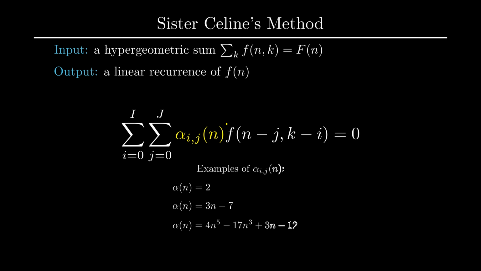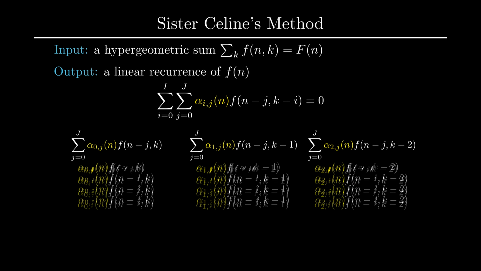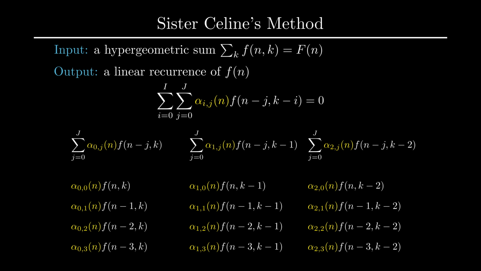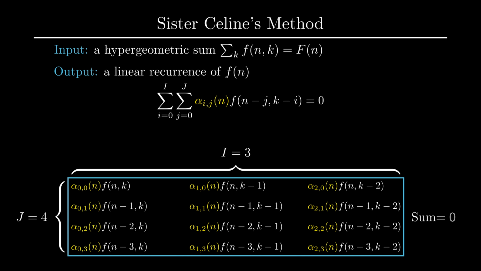These alpha functions are simply polynomials with variable n, which is what we are trying to solve for. The capital I and j denote the width and height of the term table we made earlier. This double summation is simply saying that there are polynomials of n for each of these terms in the table, such that the sum of this entire table is 0.